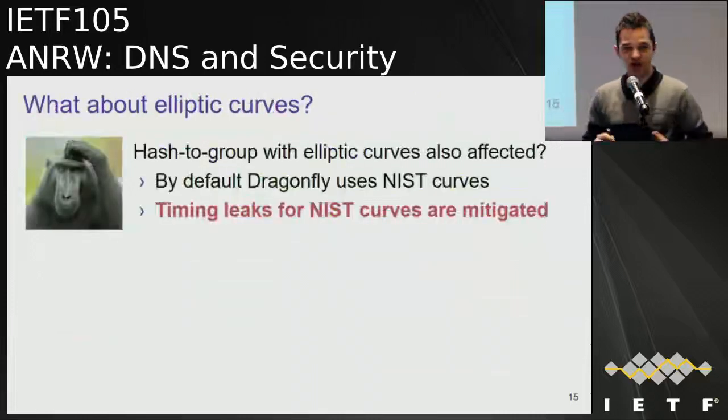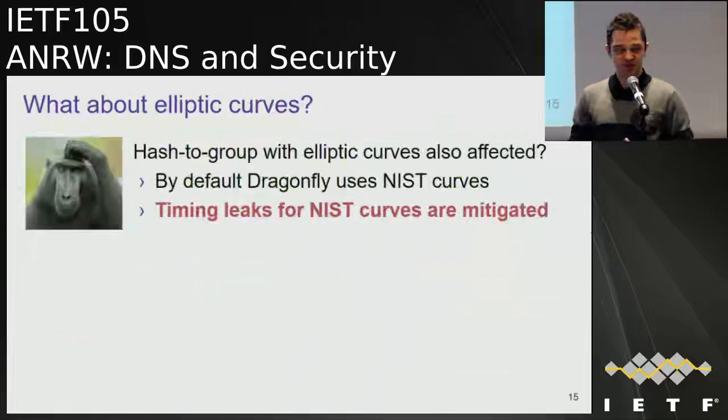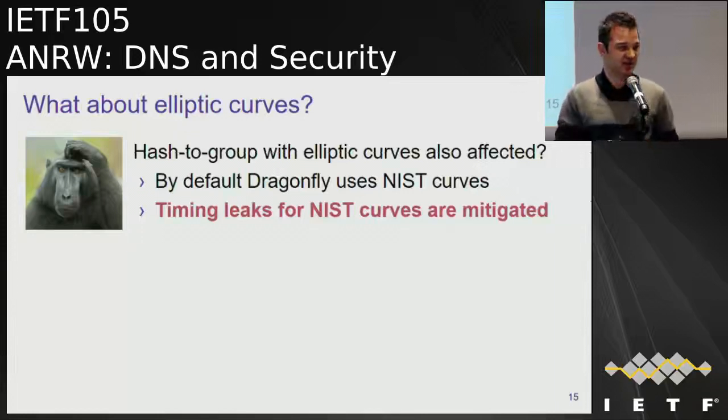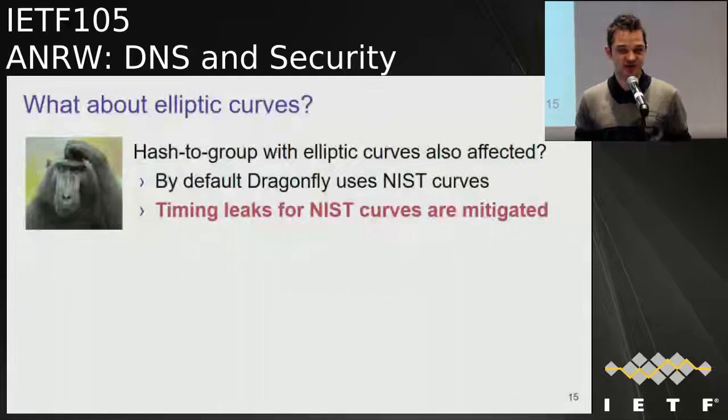So I now covered the case when we used mod P groups, but Dragonfly also supports elliptic curves. So the question is, are they affected as well? And luckily, if we at least use NIST curves, then Dragonfly is not affected, because in that case, they essentially listened to the warnings of the IETF and the CFRG mailing list people, and they included some defenses against it.